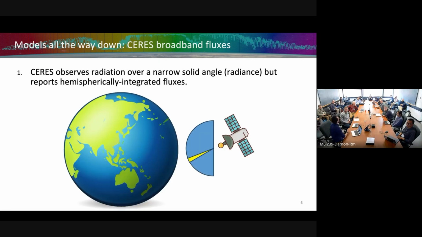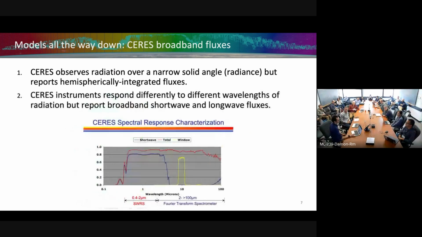What that basically looks like in a very simple diagram is that at any single point we're only observing a sliver of the hemisphere of the energy, and we need to apply some kind of model to get this hemispherically integrated value of our outgoing longwave radiation or reflected shortwave radiation. This is called an angular distribution model. And CERES works incredibly hard to do a really good job with these models, but it's just a reminder that CERES observations are in themselves models.